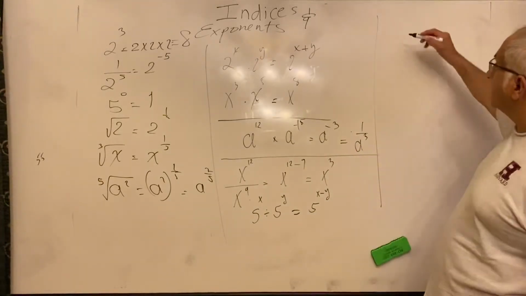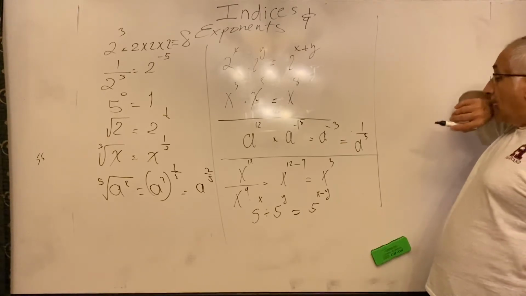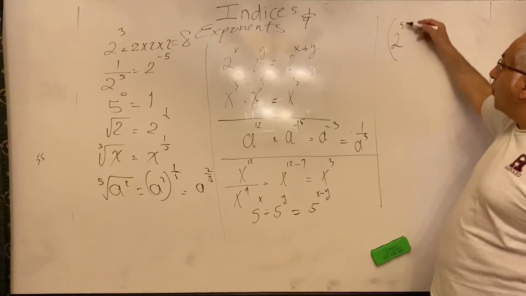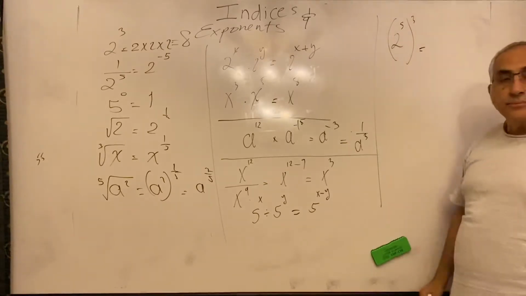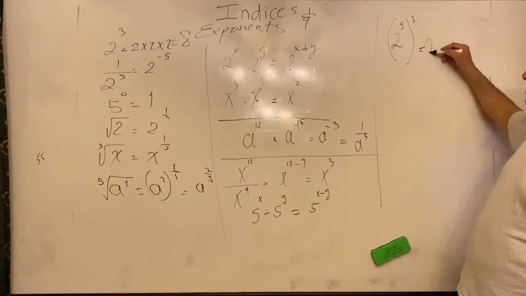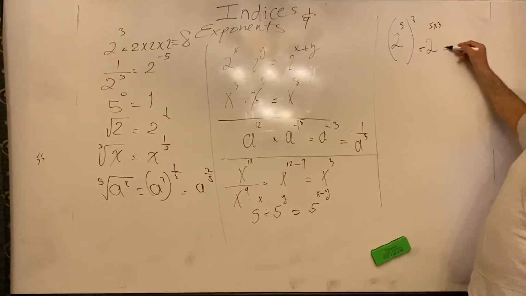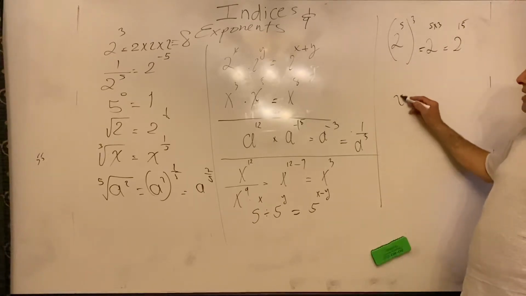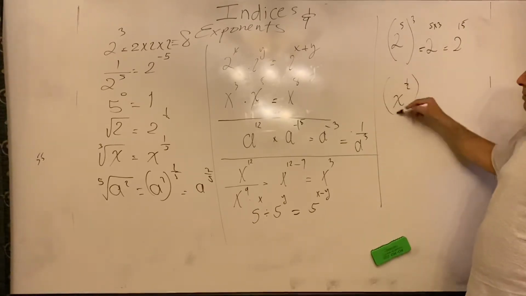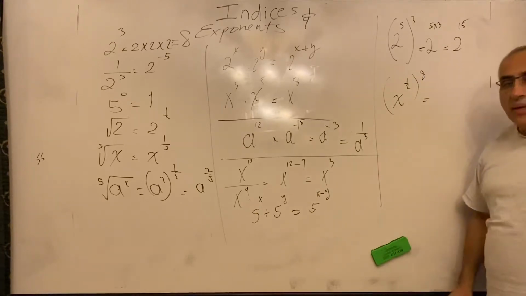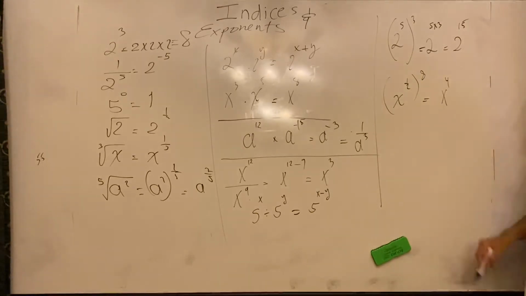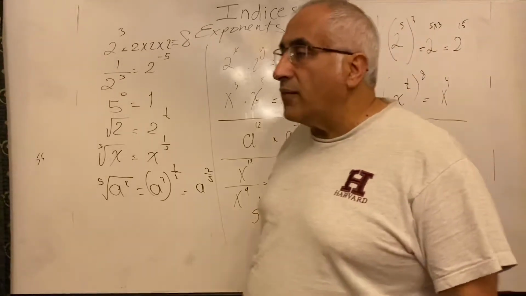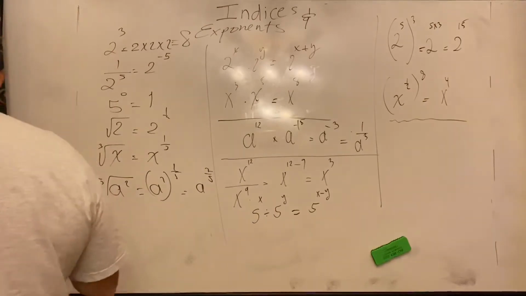Let's look at the third thing. 2 to the power 5 and all to the power 3. What does that mean? Power and power, we multiply them out. So 5 times 3, and then 2 to the power 15. Okay? How about when I say x to the power half, all to the power 8? What is half times 8? It's x to the power 4. So far so good? So you need to keep this in mind whenever we talk about solving exponential equations.